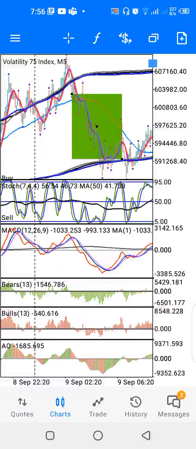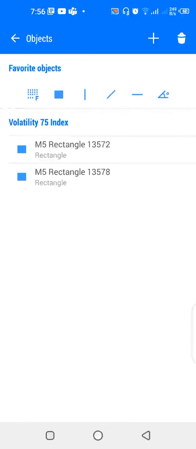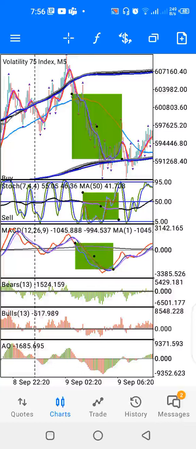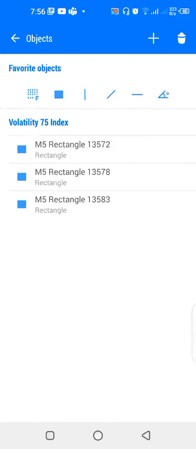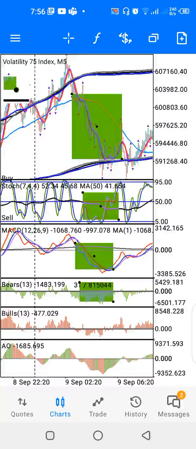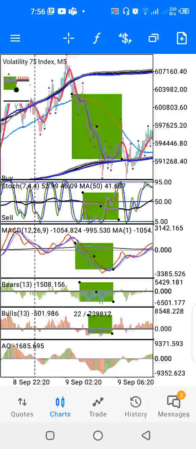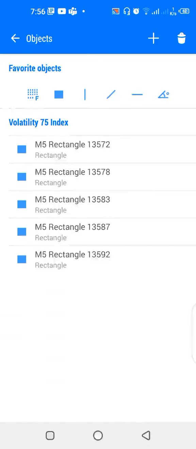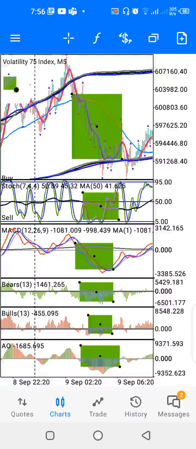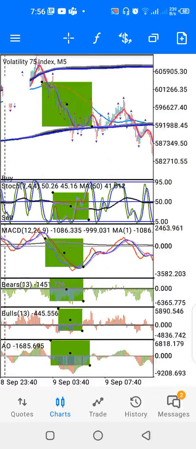This is indicator window 1, this is indicator window 2, indicator window 3, indicator window 4, and indicator window 5. That's 6 windows. All right, so how does this strategy work?